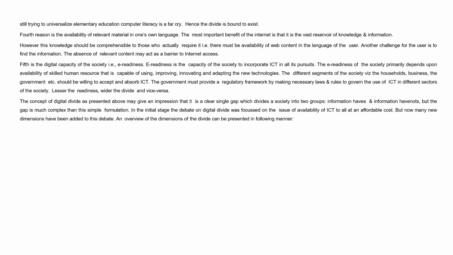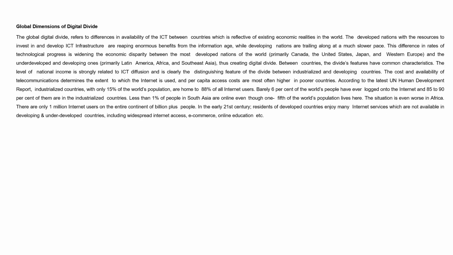The concept of digital divide, as presented above, may give an impression that it is a clear single gap which divides society into two groups, information haves and information have-nots. But the gap is much more complex than this simple formulation. In the initial stage, the debate on digital divide was focused on the issue of availability of ICT to all at an affordable cost. But now many new dimensions have been added to this debate. The overview of the dimensions of the divide can be presented in the following manner.